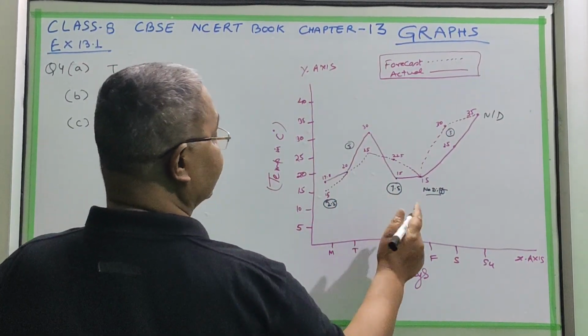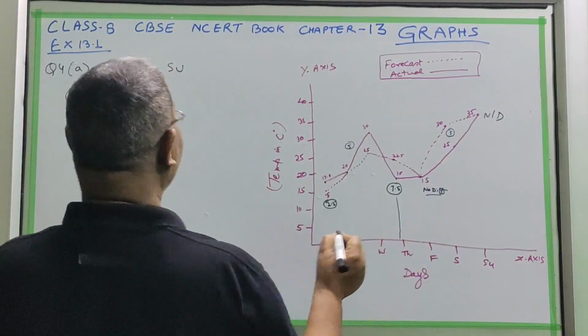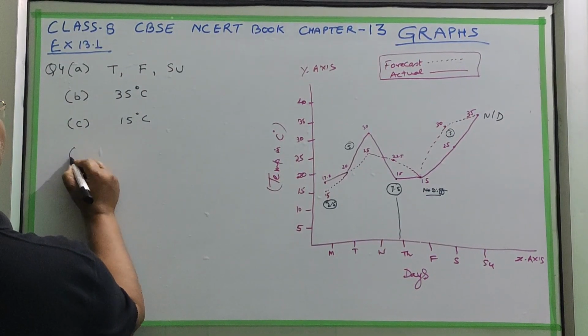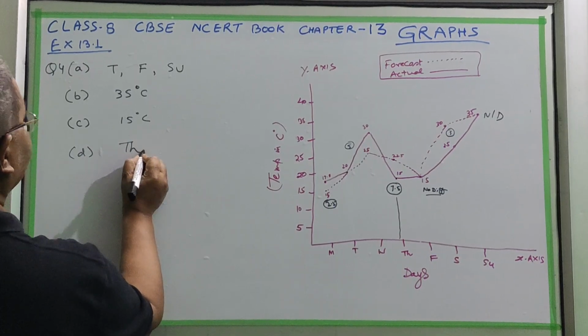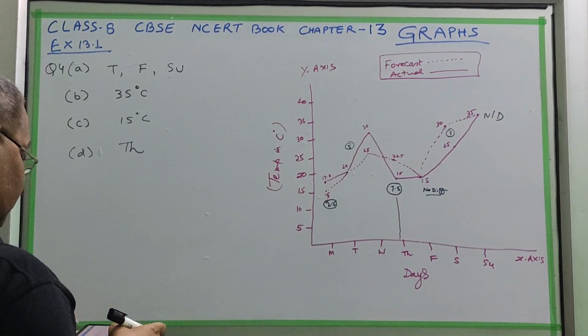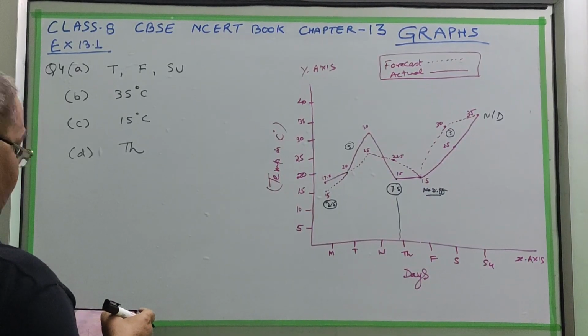So this is the place. Thursday is the date. So your answer is D. Your answer will be Thursday. Thursday is the maximum difference. Now we will go to the next question. I will rub it and we will go to the next question.